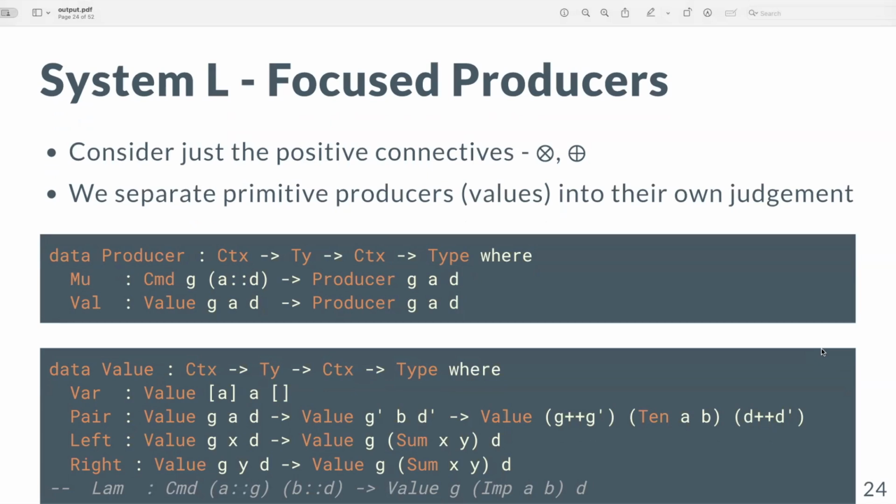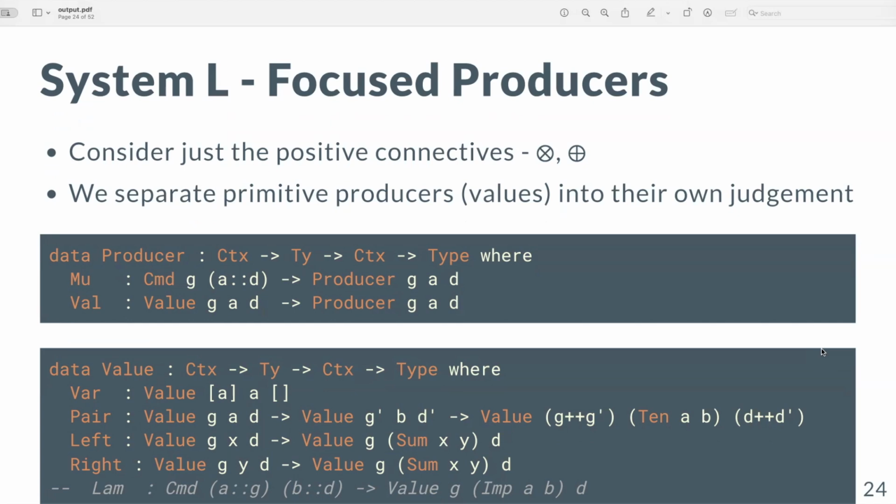And now our producers are split. We have values which are the normal forms, and they're the primitive producers. They are pairs, introduction, the left-right injections. If we had lambda here, it would also be here, but for reasons we won't have it here. And we have our kind of general producer. We have the embedding of a value into a general producer, and we have the mu binder.